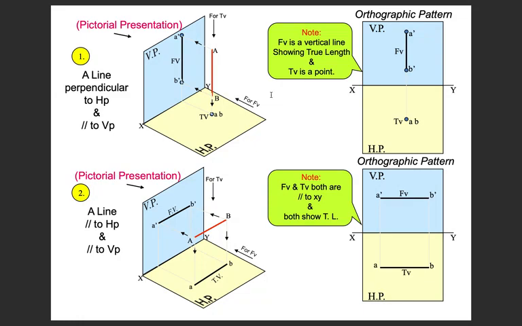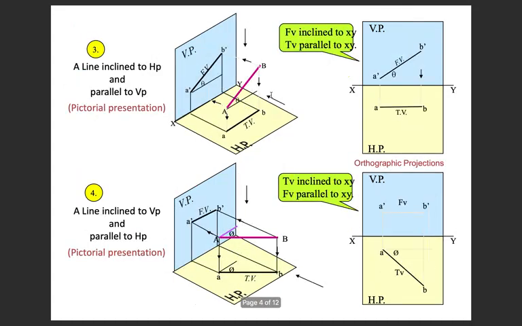So for a line which is parallel to both the HP and the VP, in this case we get the true length in both the front view and the top view, and on the right side you can see the orthographic pattern is represented.